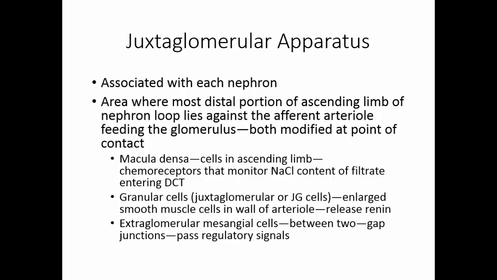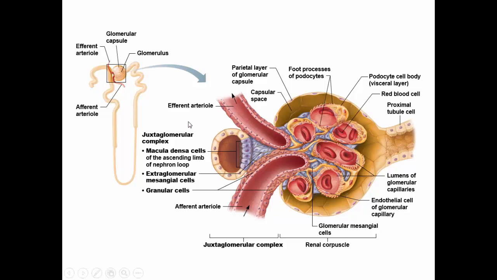There are some mesangial cells. These are outside the juxtaglomerular complex. They're actually between the two. They have gap junctions in them, so they allow messages to pass between the two groups of cells. So here you see that ascending limb.